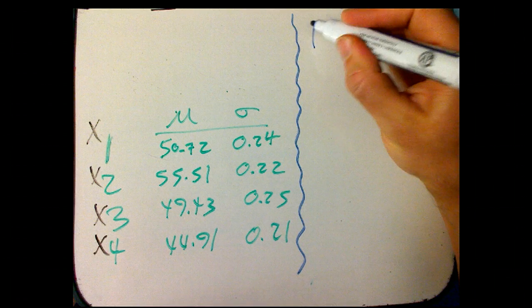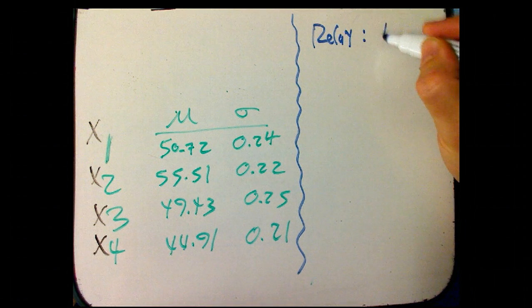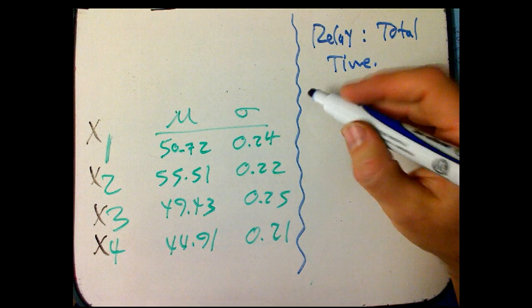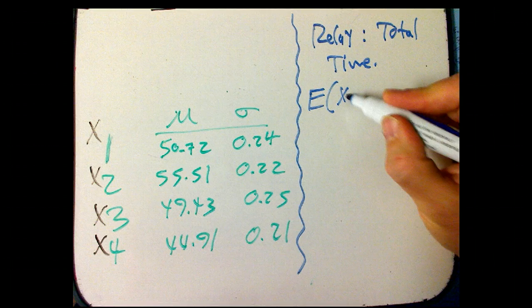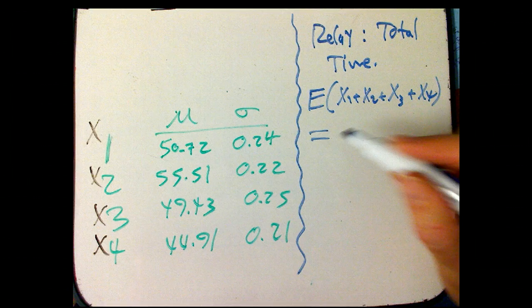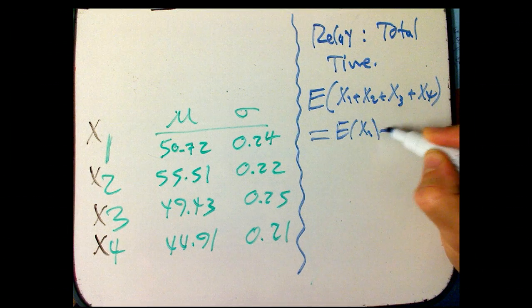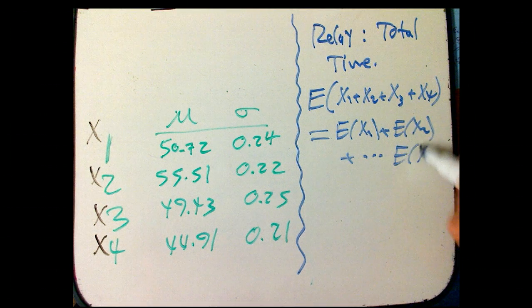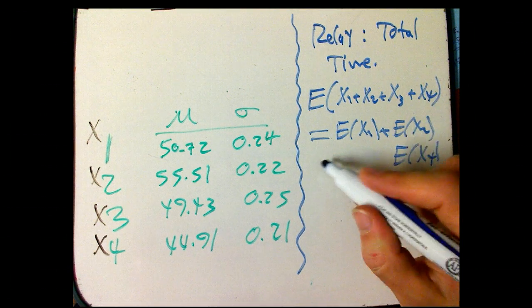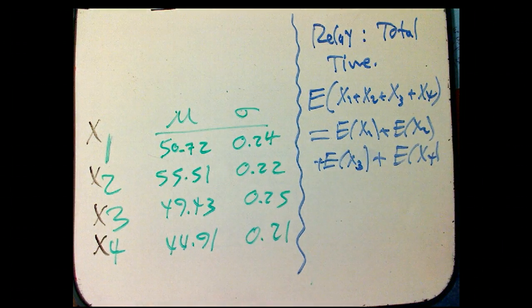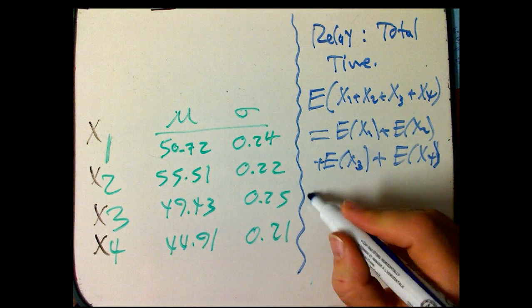Let's look at this as a relay. So what we're interested in is the total time. So a very reasonable question to ask is, what's the expected value of the total time for the relay? Great thing about expected value is that that's always the sum, no matter what, even if they're not independent. We are assuming that, but even if they weren't independent, then the expected value of a sum is the sum of the expected values. Okay, so that's easy.